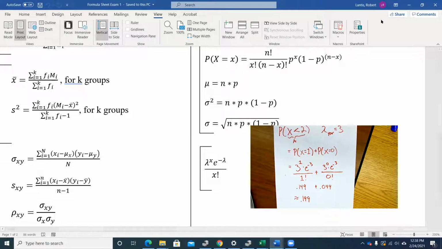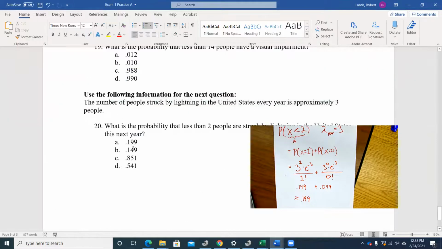I can't remember what decimal place the answers were given to. Yep, 3 decimals, so 0.199. Okay. Any questions on that?